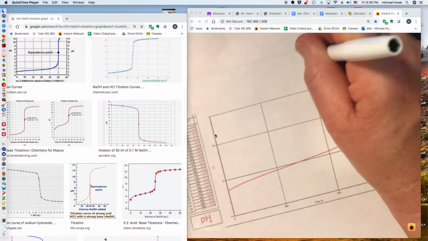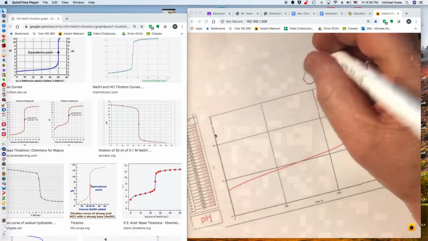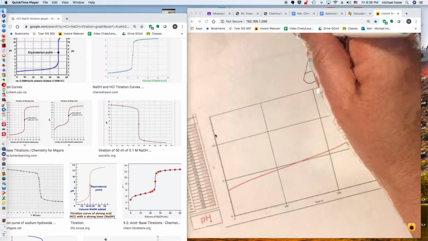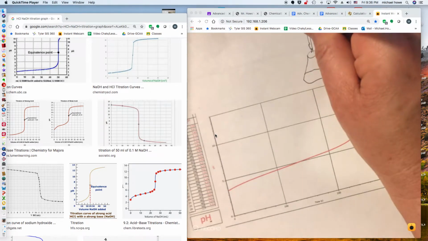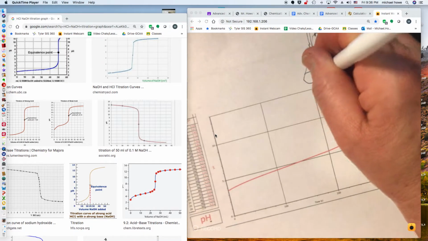So visualize the flask. Remember the lady from Wits University in South Africa had the flask, and she had a burette sitting up on the top, and she was putting base, NaOH, that was in the burette, into this flask, and in the flask there was HCl.